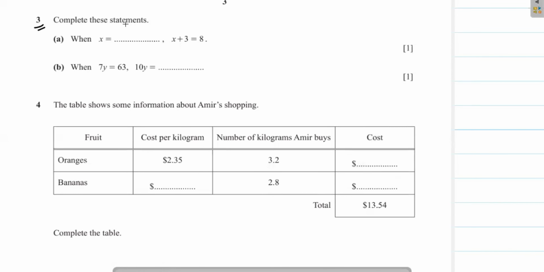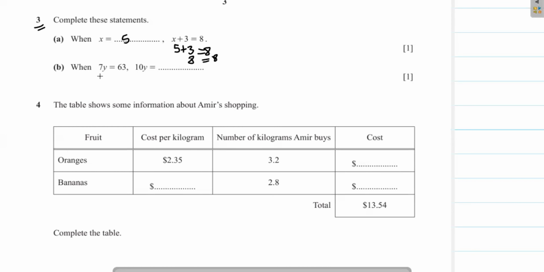Question 3. Complete the statement: x equals what, when x plus 3 equals 8. We have to find the value of x, the value that satisfies this equation. If we put x equal to 5, you see here 5 plus 3 is equal to 8. And therefore, left hand side equals right hand side when x equals 5. This is the answer. Next is 7y equals 63.